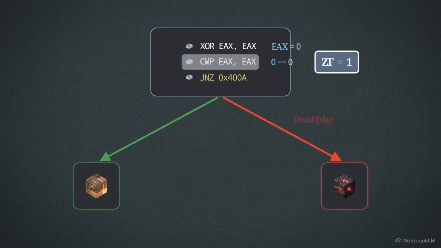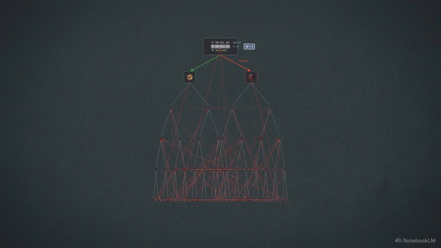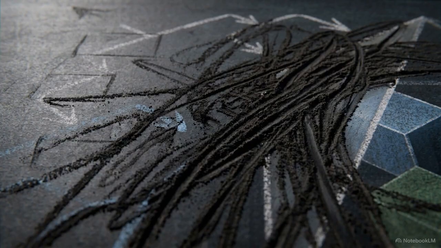set. While the outcome is mathematically fixed, a disassembler will still map a conditional branch for both a true and a false outcome. By forcing the disassembler to draw these dead edges, the malware shatters the CFG. This makes the true logic of the binary difficult to follow through static analysis alone.